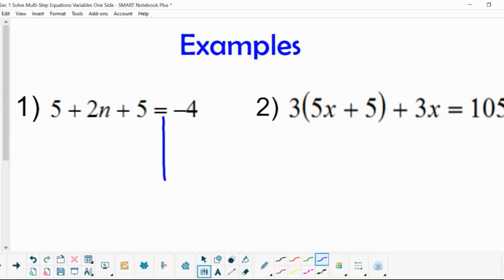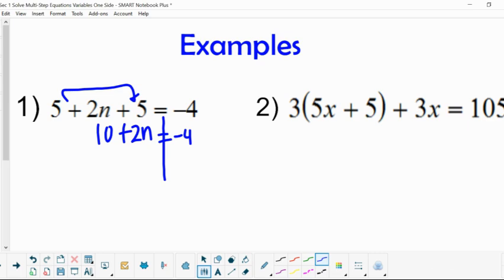Abby, do you see any like terms on either side? Okay, so definitely no over here. Is there anything we can maybe put together over here? Yeah, numbers can always go together. Those are always like terms. We can put those together. They're both positive. You guys, what's 5 plus 5? 10. Okay, that makes it a lot smaller. Now we can move on from there.